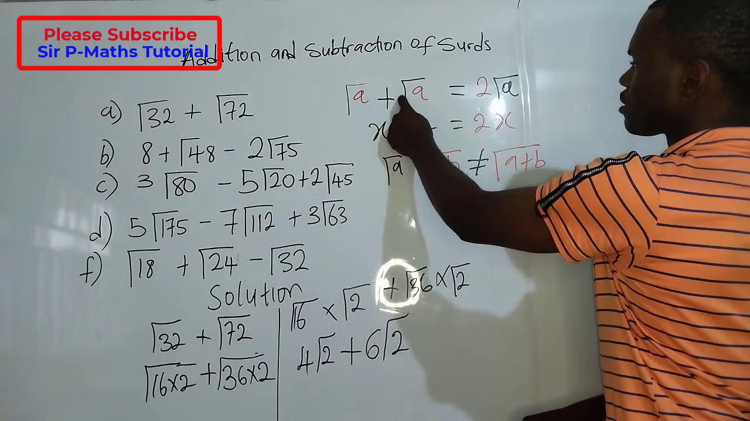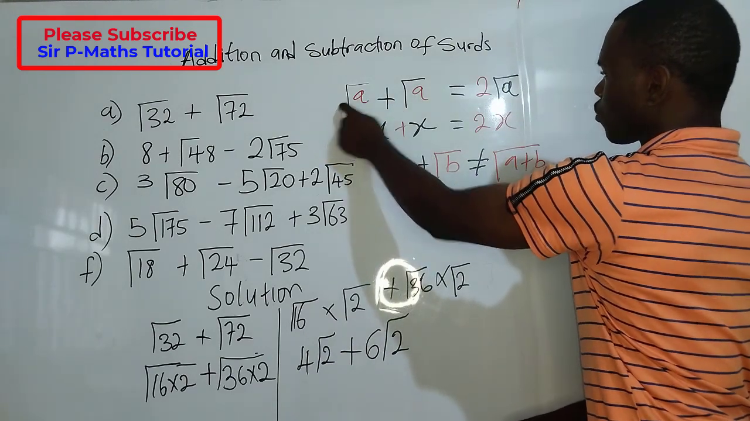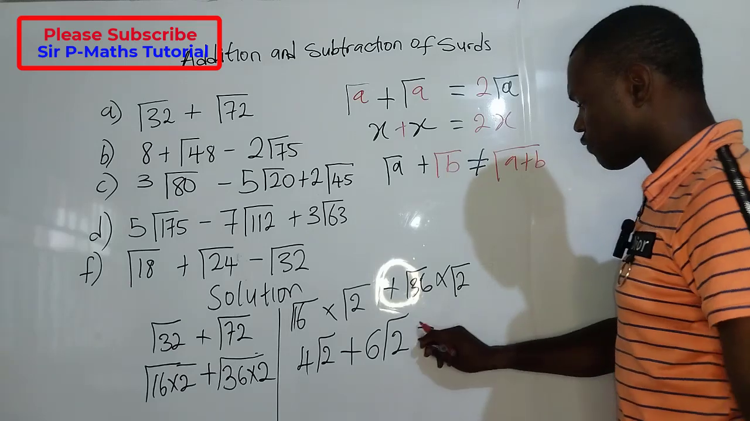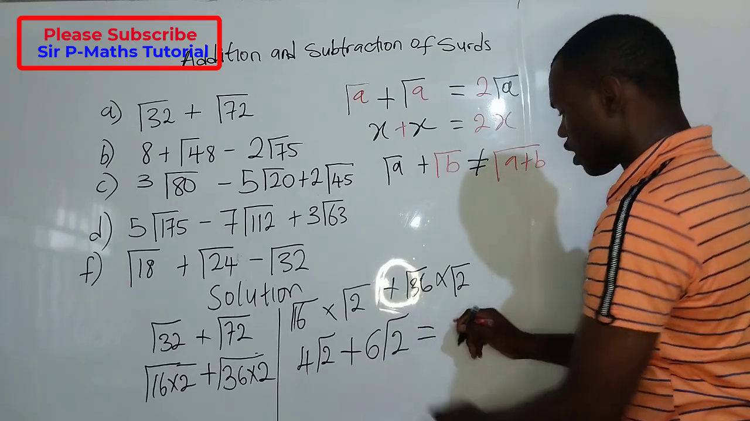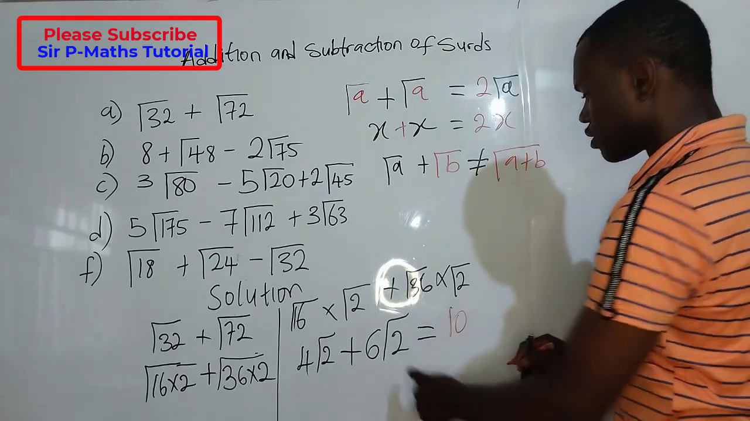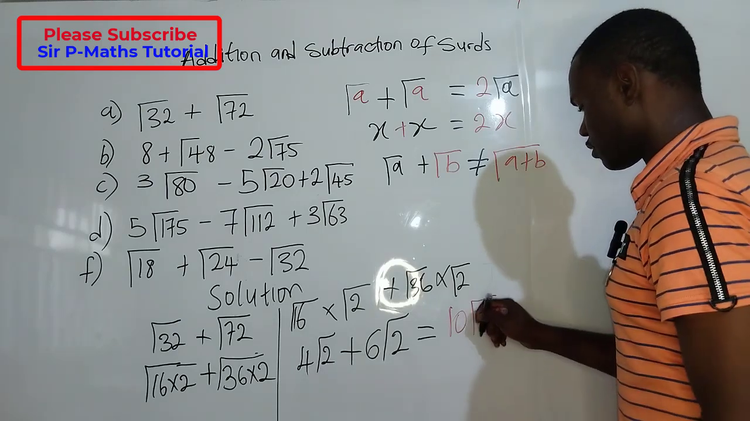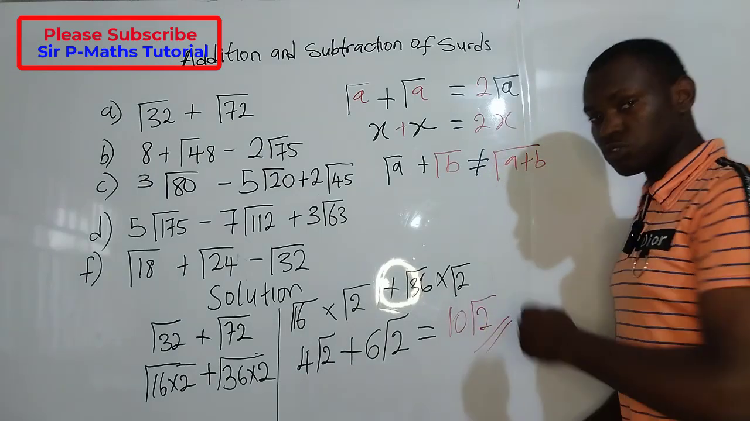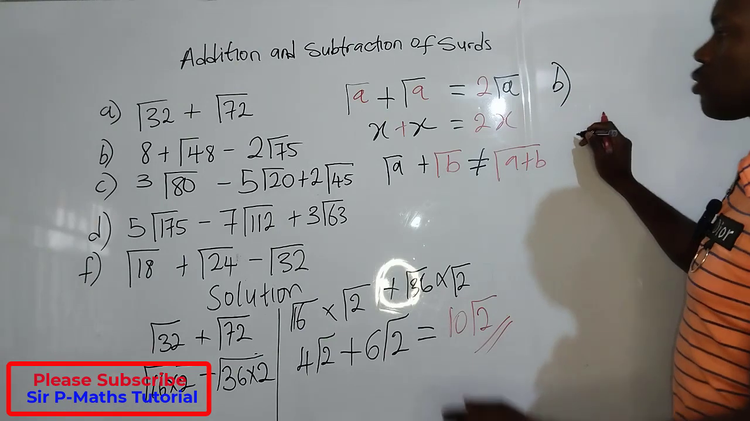Recall what we have here. The coefficient here is 1. The coefficient here is 1. So if I add the coefficients, I will have 10. Then take one surd. My answer becomes 10 root 2. Then let's solve the second one.